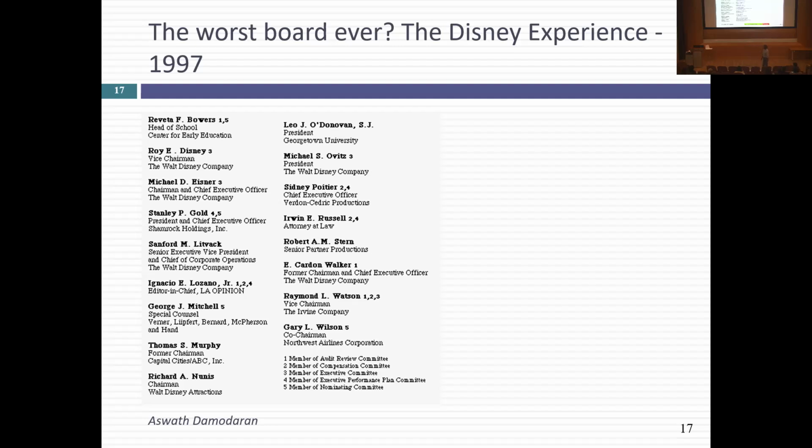Rebecca Bowers, head of school, Center for Early Education. This might be pure coincidence, but Ms. Bowers was the principal of the elementary school that Michael Eisner's kids went to. I'm sure it's pure coincidence. File that away, right? Let's keep going down the list. Roy Disney. He's there because his grandfather owned shares, then his father. Basically, it's inheritance. We'll talk about what Roy did in the years following, because he actually played a very strange role in the unraveling of Michael Eisner.